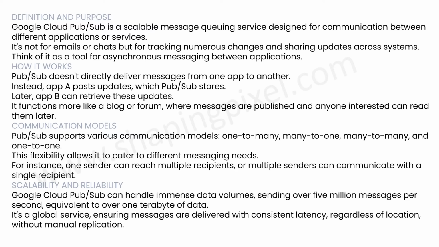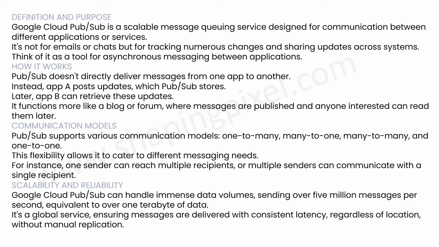Pub/Sub supports various communication models: one-to-many, many-to-one, many-to-many, and one-to-one. This flexibility allows it to cater to different messaging needs. For instance, one sender can reach multiple recipients, or multiple senders can communicate with a single receiver.